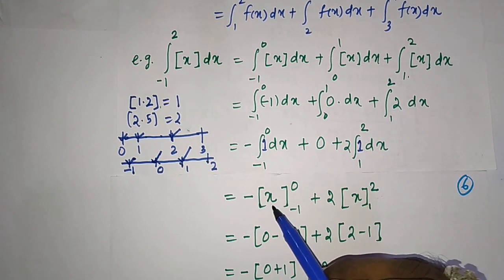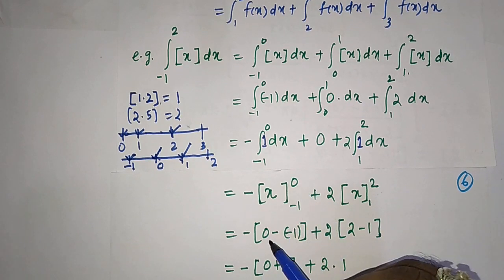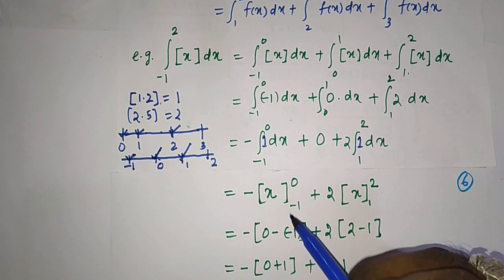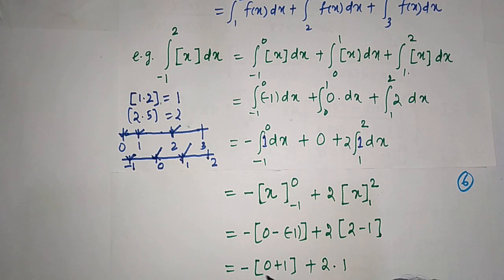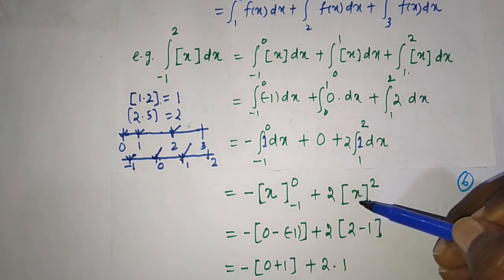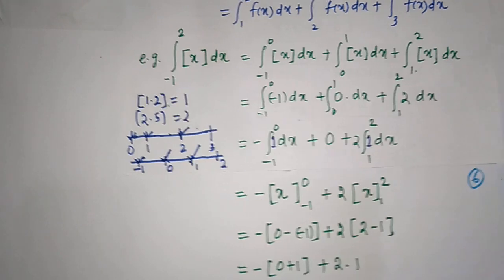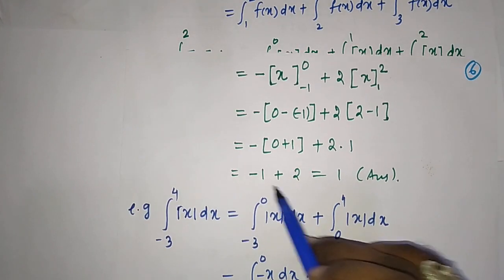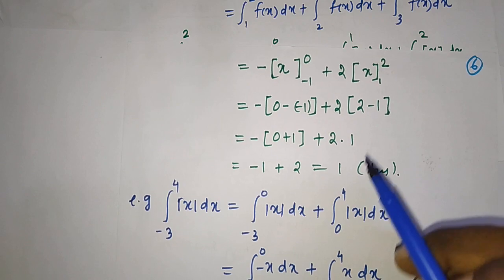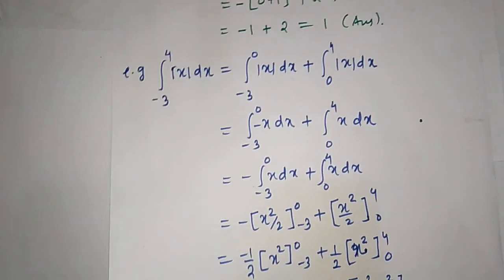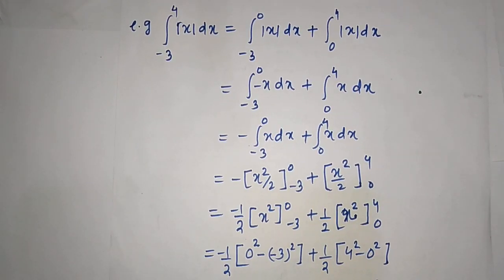Now after putting the upper limit and lower limit, 0 minus -1, so 0 plus 1, you will get 1 here, and 2 minus 1 is 1, so 1 into 1 is 1. So the answer is -1 plus 2, answer is 1. Okay, got it. Now come to another example.